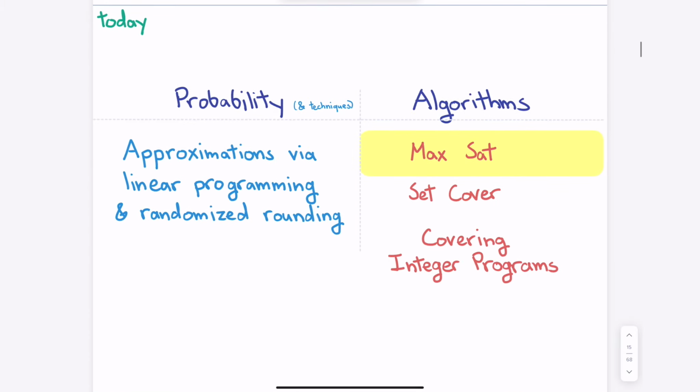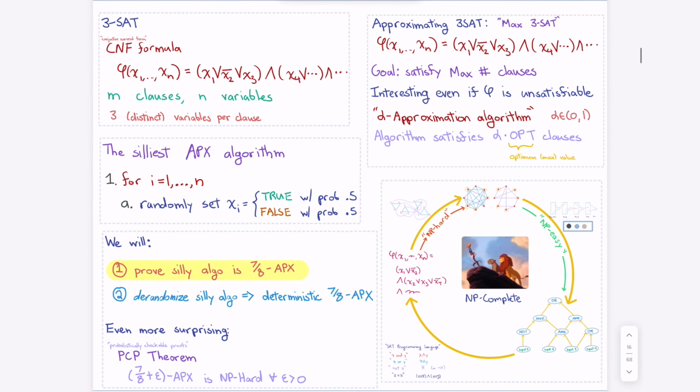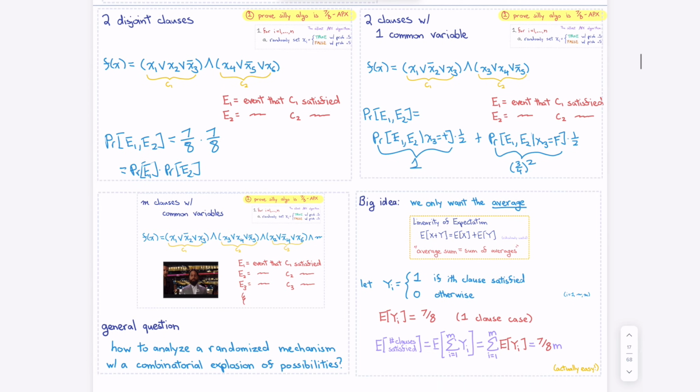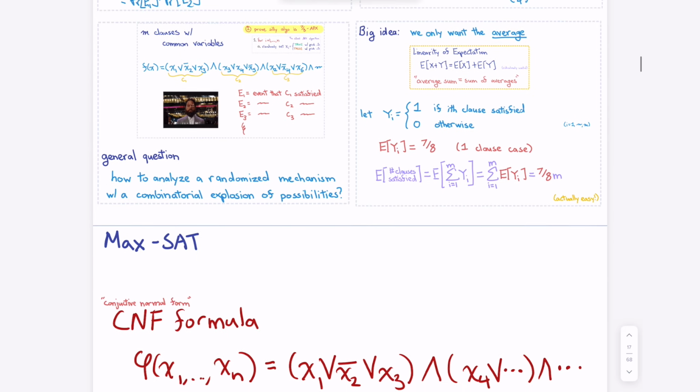Okay, so that's the paradigm we'll explore. It's useful for a lot of problems, but here are some warm-up ones. The first one we'll do is max sat. Sat we've already done. We did it in the first lecture, and you probably killed it to death in your previous algorithms course. Previously, we had done the 7/8 approximation, and we even de-randomized it.